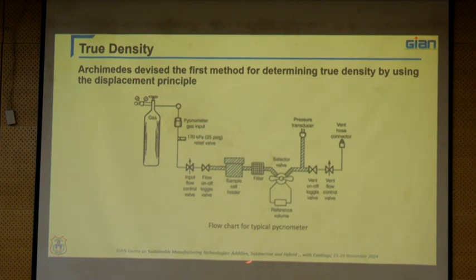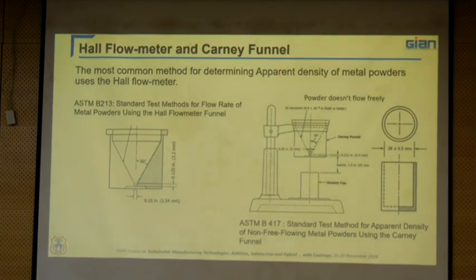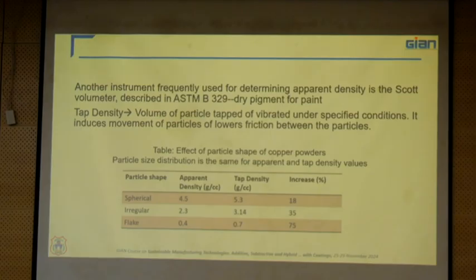With this kind of pycnometer you are able to get the true density of your powder particles, to measure the true particle densities. And this is what the Hall flow meters are, which we generally use for all flowable powder particles. Which are not flowable, we use Carney flow meters. And if you see the spherical, irregular and flake.